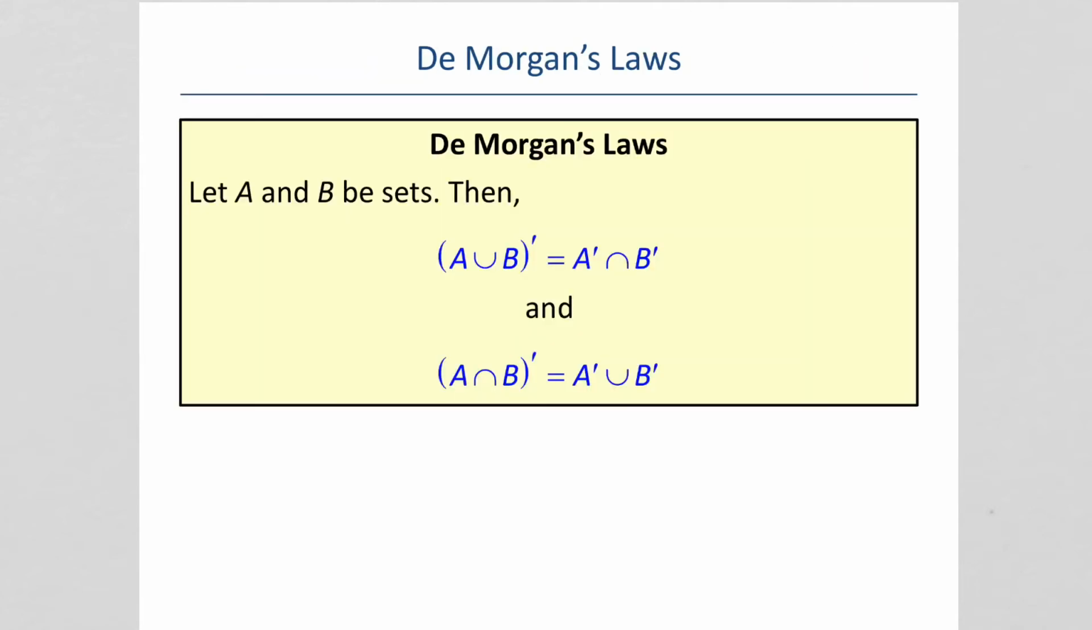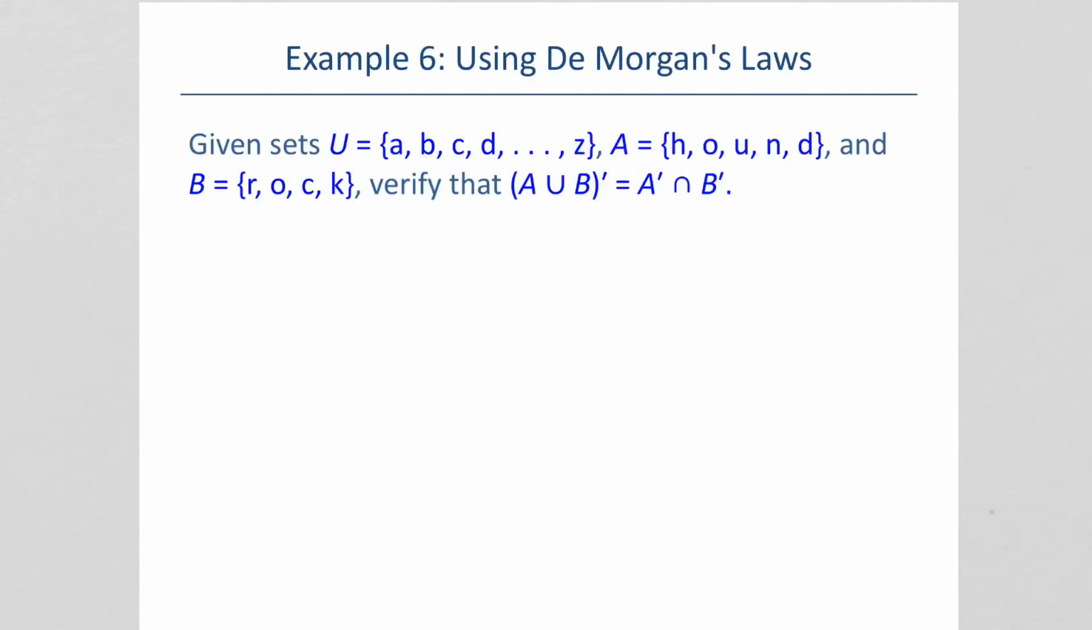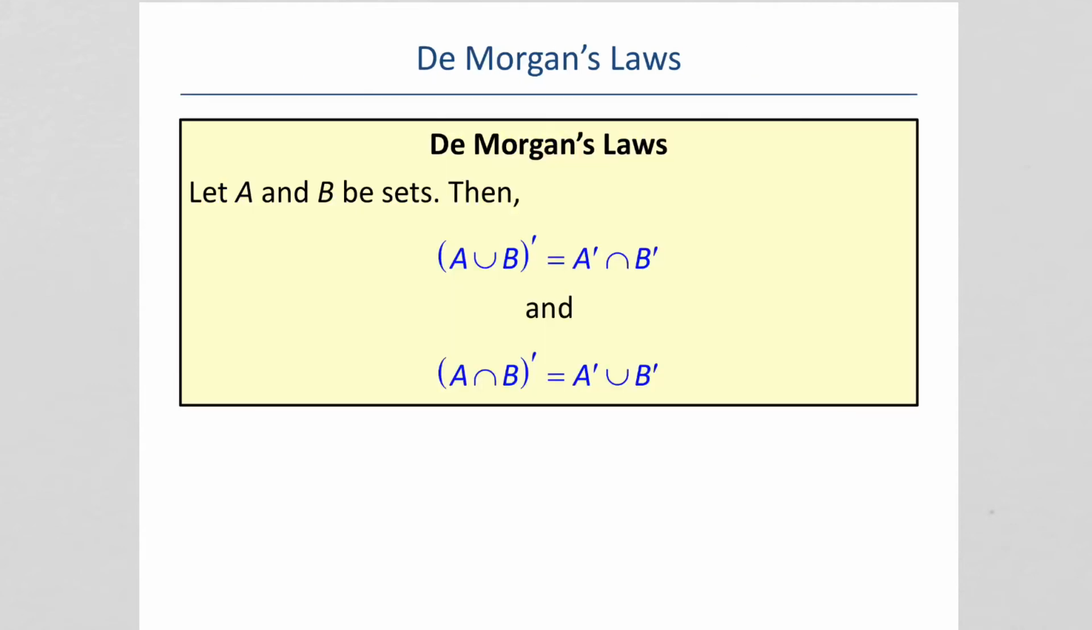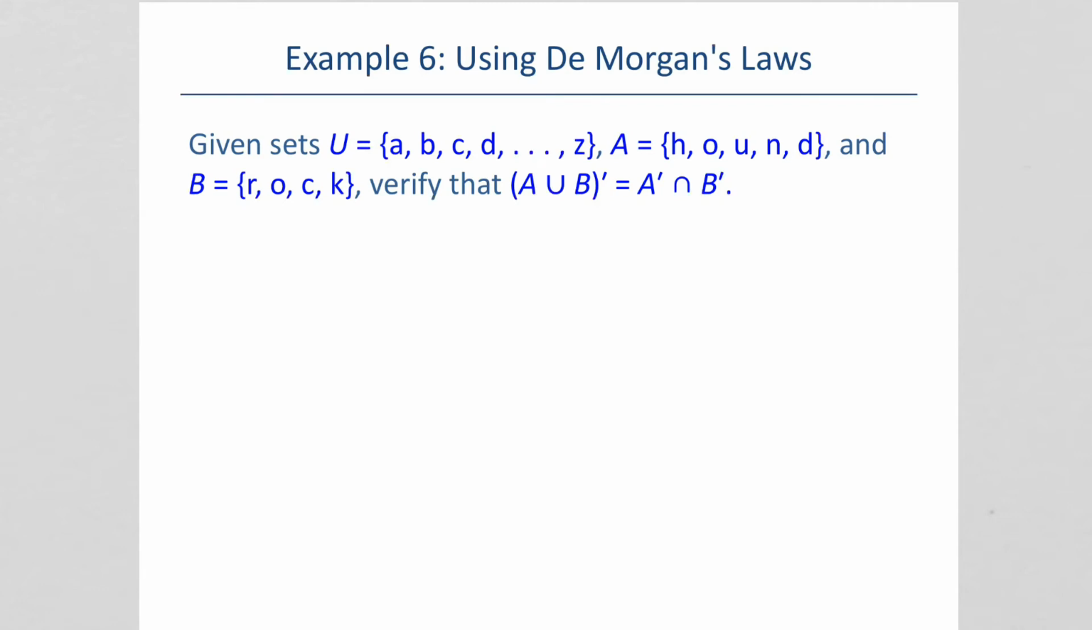De Morgan's laws say that the complement of the union of A and B is equal to the complement of A intersected with the complement of B. And the complement of the intersection of A and B is equal to the complement of A unioned with the complement of B. For example 6, we want to do a little proof of that first law.